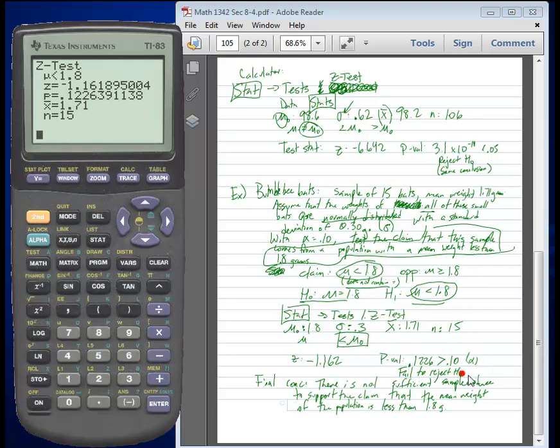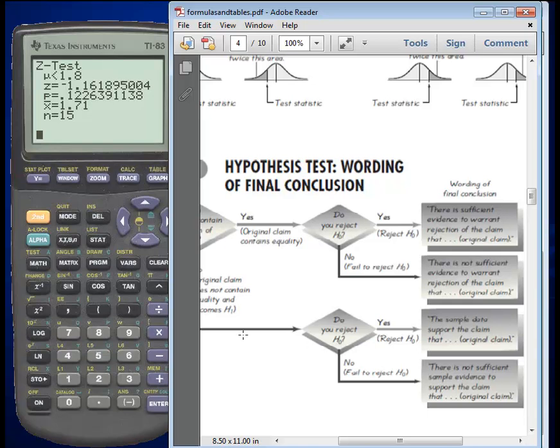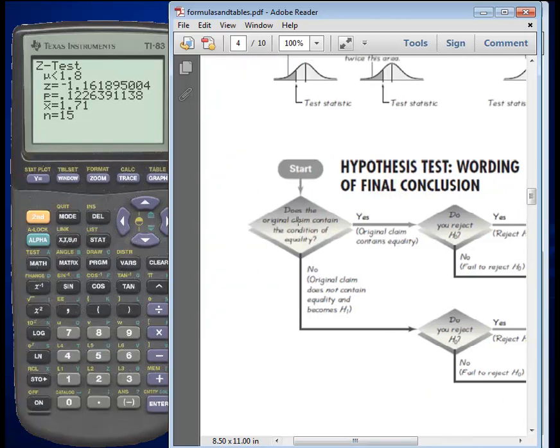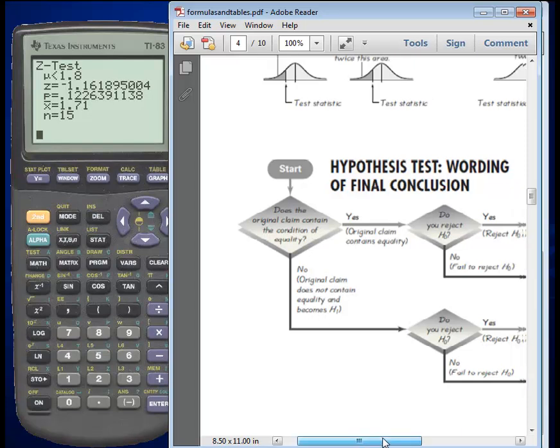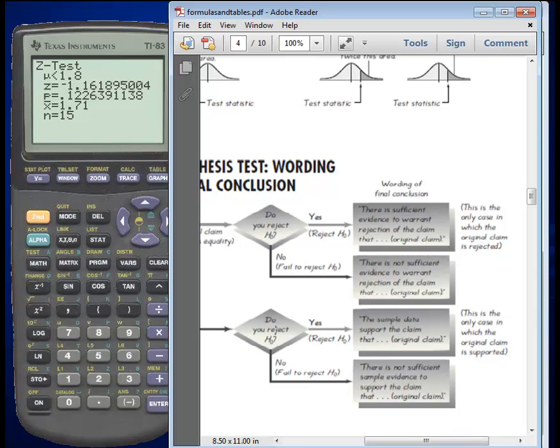So because it's bigger than alpha, we fail to reject that null hypothesis, and then we go on to wording that final conclusion. Again, that final conclusion this time, let's see, our original claim did not contain equality this time. We wanted to know, was that mean less than 1.8, not less than or equal to, so the equality was not in there. Our original claim became H1 there. It reminds you of that in parentheses. Did we reject H0? No, we didn't this time, so we end up in the bottom box.